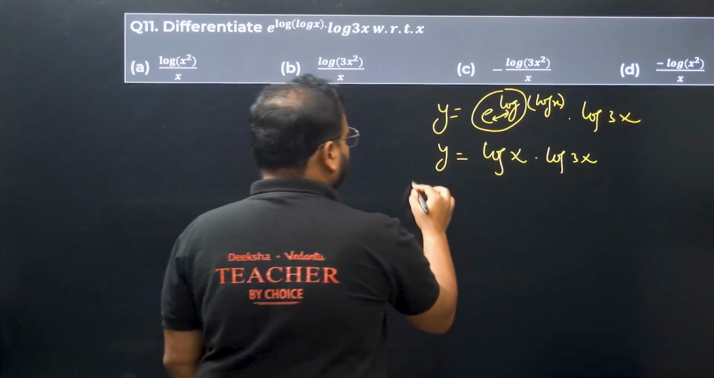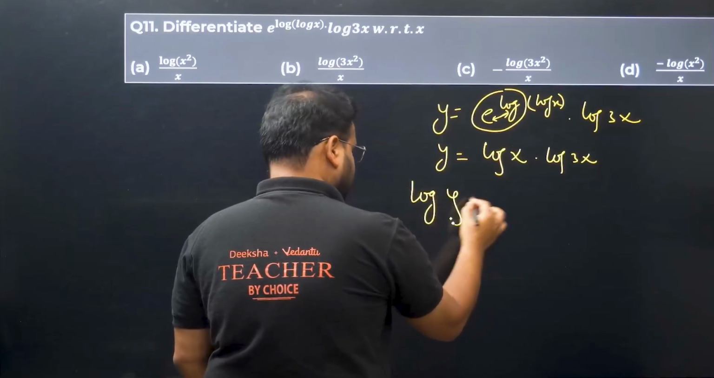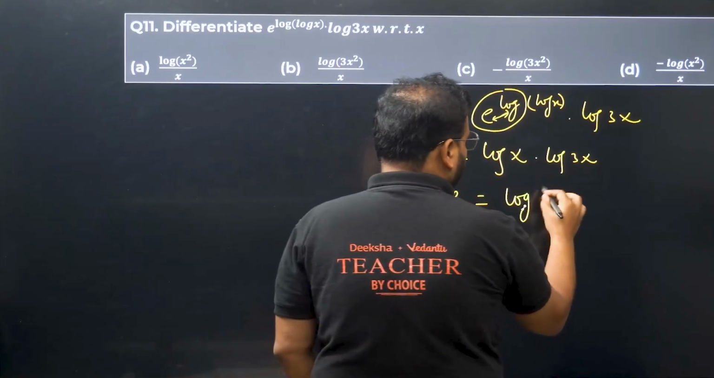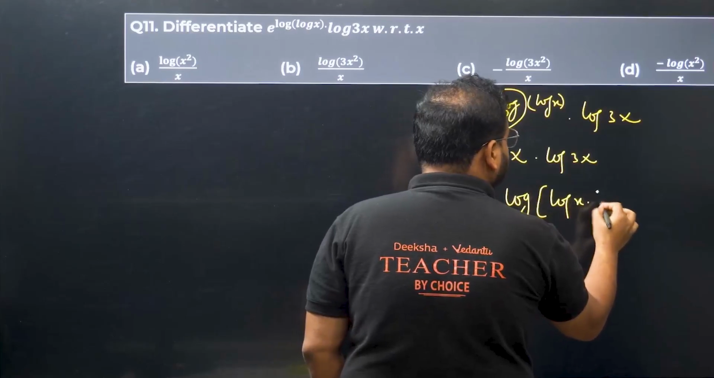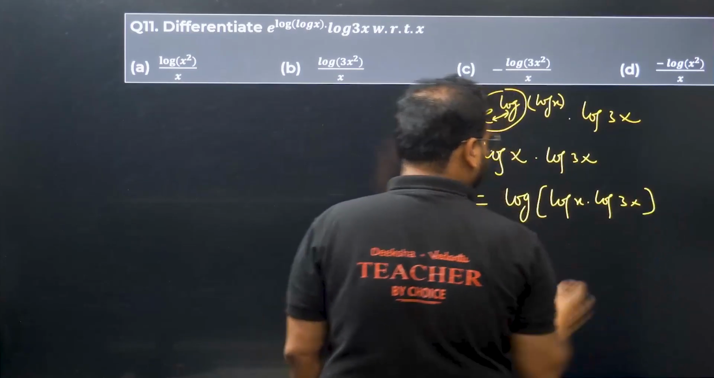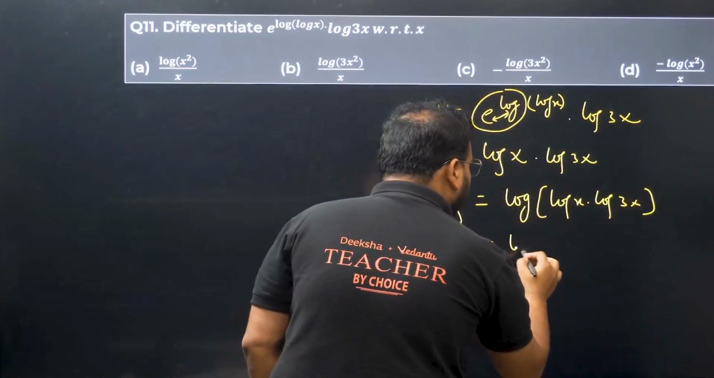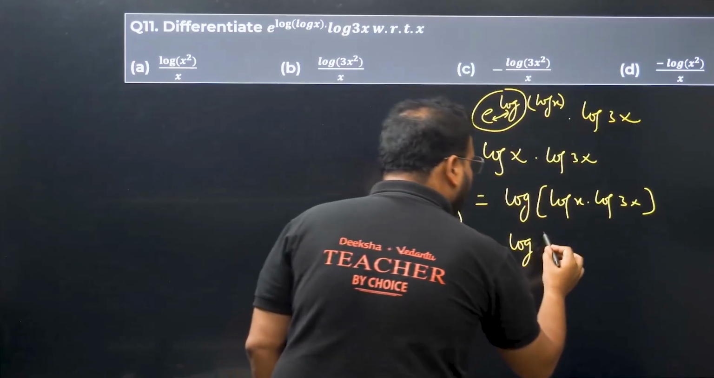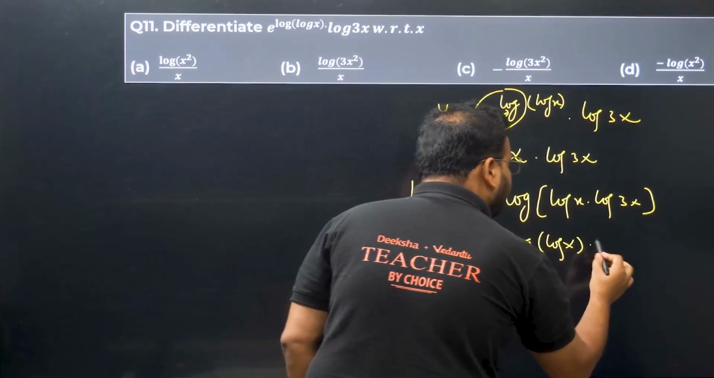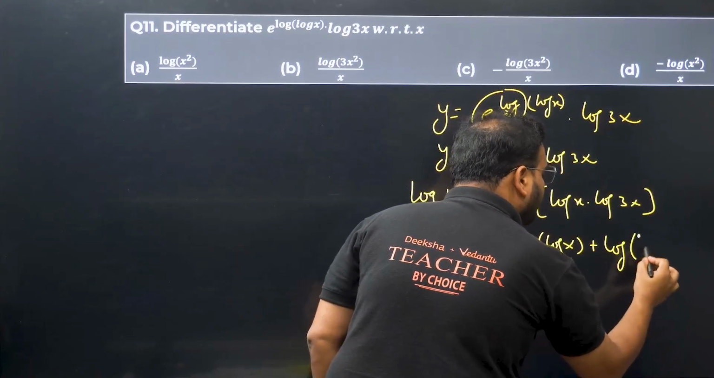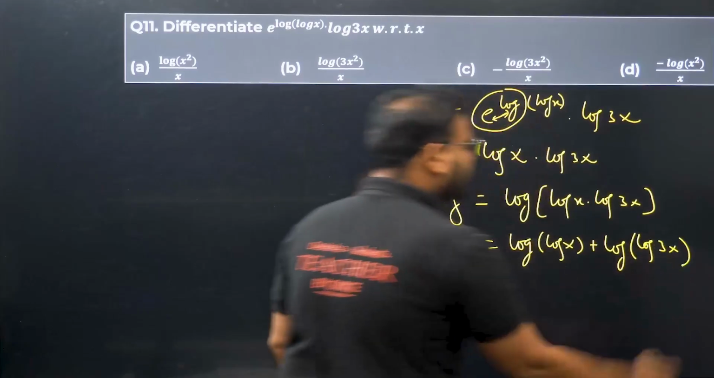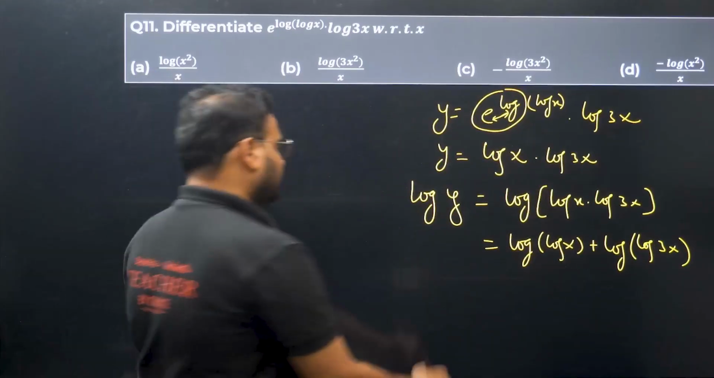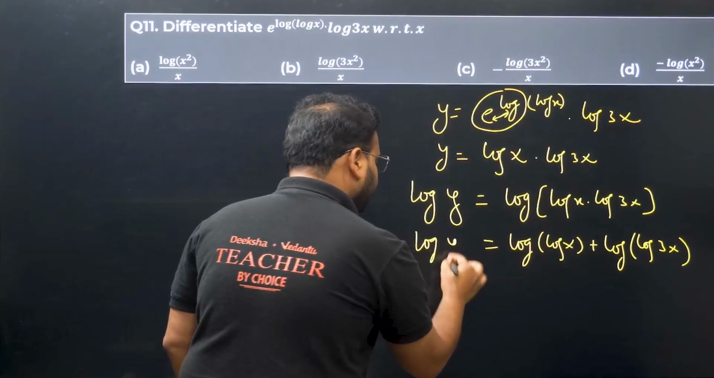Now you apply log on both sides. So many logs, yes. Log of log x times log 3x. Separate this using the product rule of log. We have log of log x as one term plus log of log 3x as my second term. This is log y.